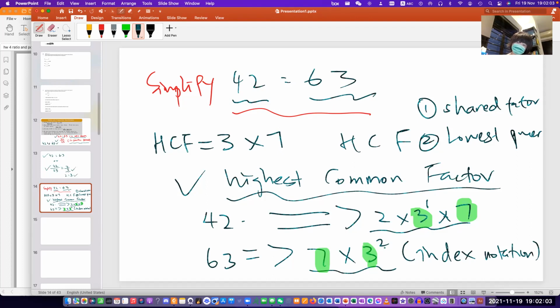And I need to choose the lowest power for 3. So here is 1, here is 2, lowest power is 1. 7, lowest power is 1. So therefore the HCF is actually 21. So with 21, that is the HCF.